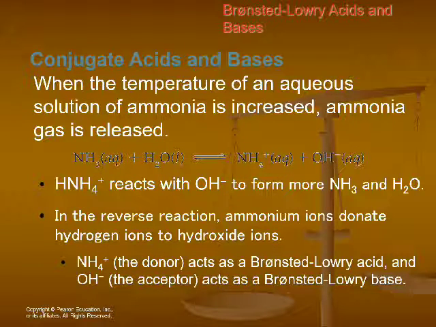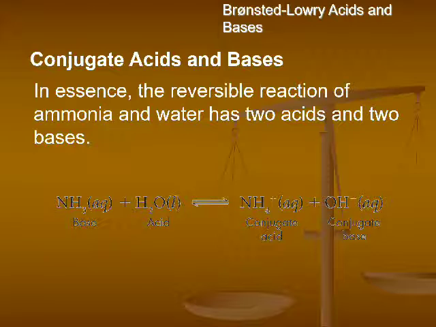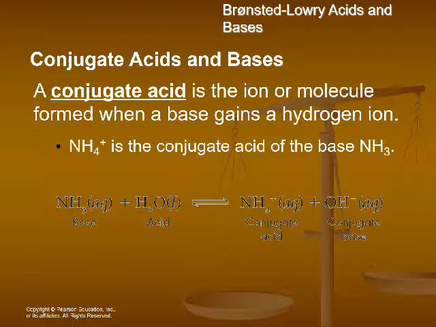So let's go now to the conjugate acids and bases. When the temperature of an aqueous solution of ammonia is increased, ammonia gas is released. In the reverse reaction, ammonium ions donate hydrogen ions to hydroxide ions. The NH4, which is the ammonium, acts as a Bronsted-Lowry acid, and the OH, which is the hydroxide, the acceptor, acts as the Bronsted-Lowry base. In essence, the reversible reaction of ammonia and water has two acids and two bases. A conjugate acid is the ion or molecule formed when a base gains a hydrogen ion. So the ammonium is the conjugate acid of the base ammonia.